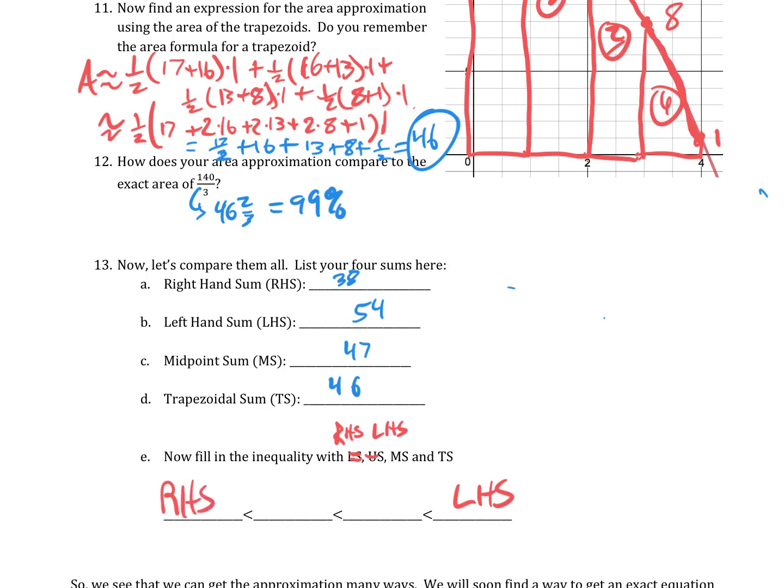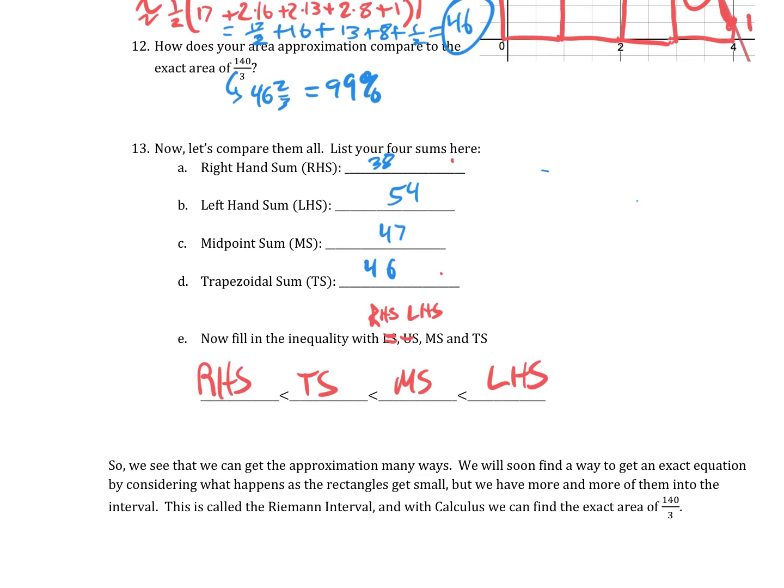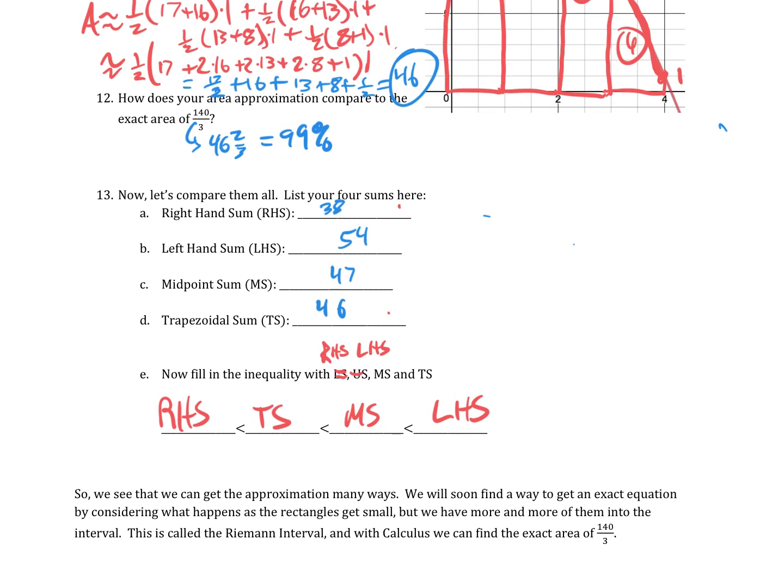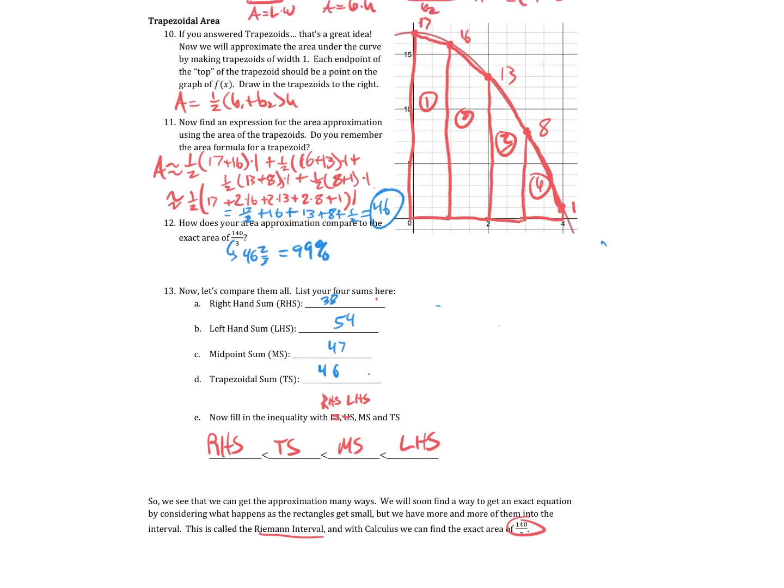And if we put these in order, the medium would be the trapezoid sum, and the midpoint sum was pretty close. Anyways, so we can see that we get the approximation many ways, all right? And so soon we're going to get a way to find the exact. Again, the exact for this will be 140 thirds, and that's using something called a Riemann sum. And that's what calculus will do to find the exact area for us.